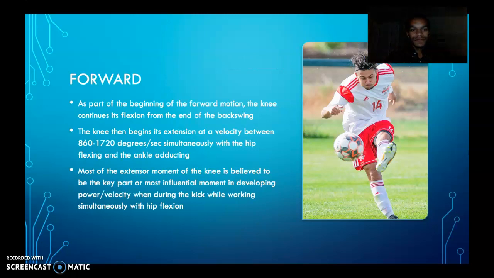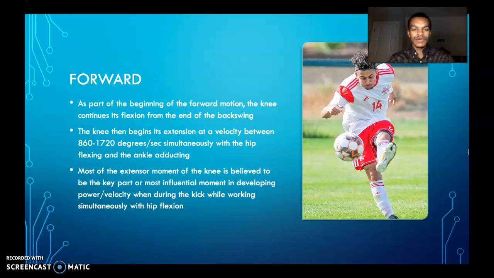The forward swing, as part of the beginning of the forward motion, the knee continues its flexion from the end of the backswing phase. The knee then begins its extension at a velocity between 860 degrees to 1,720 degrees per second, simultaneously with the hip flexing and the ankle adducting. The extensor moment of the knee is believed to be the most influential moment in developing power and velocity during the kick, while working simultaneously with hip flexion.